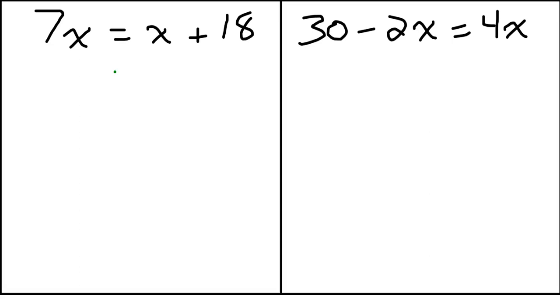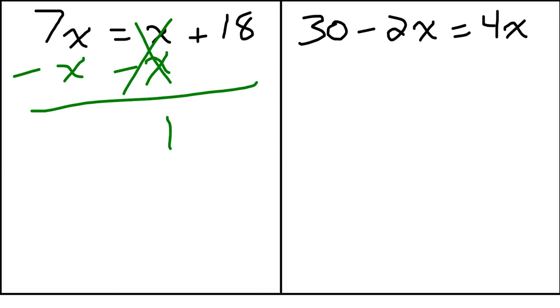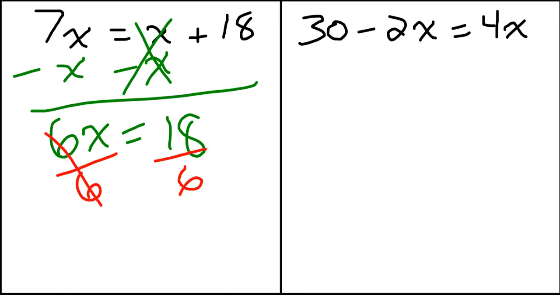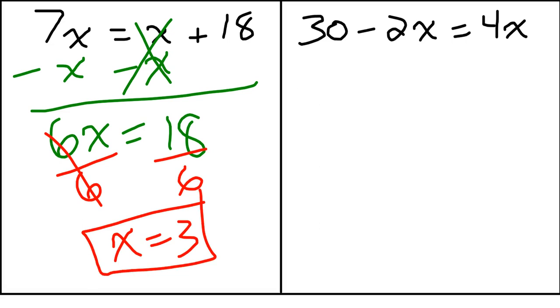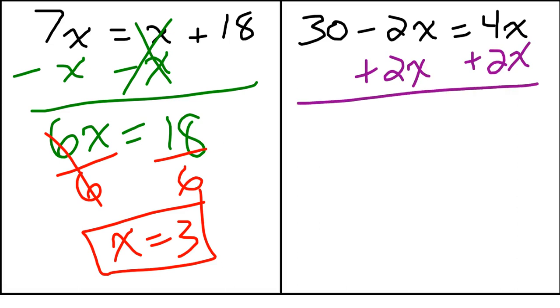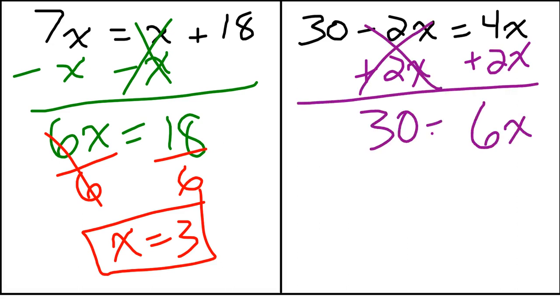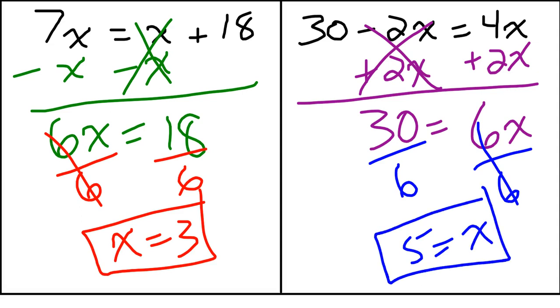So in the one on the upper left, we're going to subtract 1x away from both sides. The right-hand side is left with 18. The left-hand side becomes 6x, and then we can divide by 6 to get x equals 3. On the right-hand side, we can actually add 2x to both sides. We've got a minus 2x right there, so let's add, because addition is the inverse of subtraction. 4x plus 2x is 6x. 30 is left on the left-hand side, and then we're going to divide by 6 to get x is equal to 5.